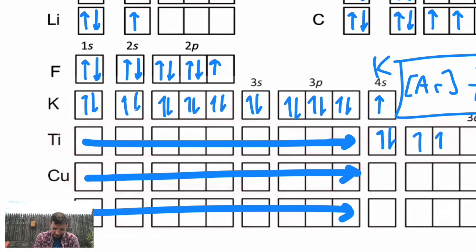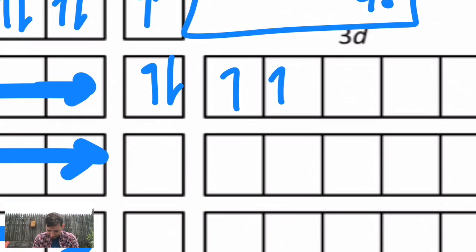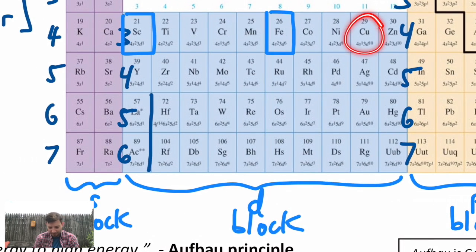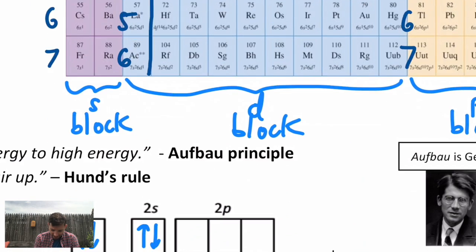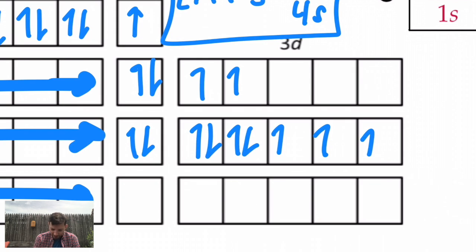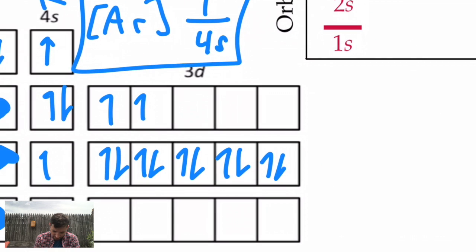Now copper, if you look at where copper is on the periodic table, it is 1 shy of finishing up the D block. It would be, I would think, 4s2, and then 3d should be 9. However, ground state copper actually looks like this. It looks like 3d10. This is an exception simply to know.